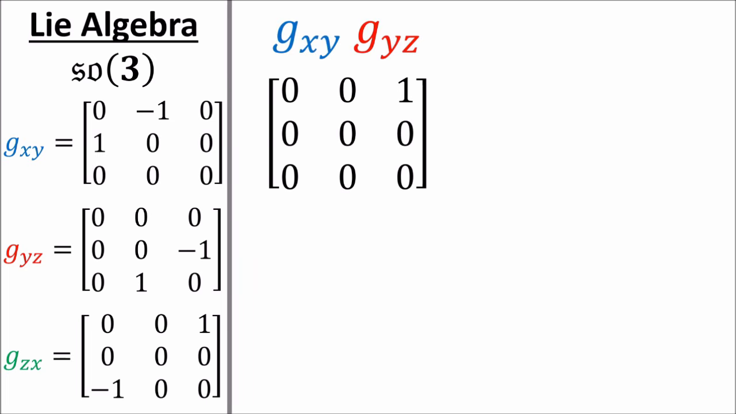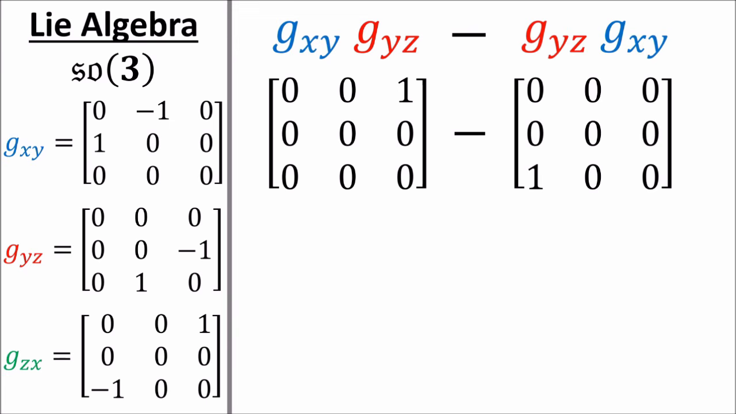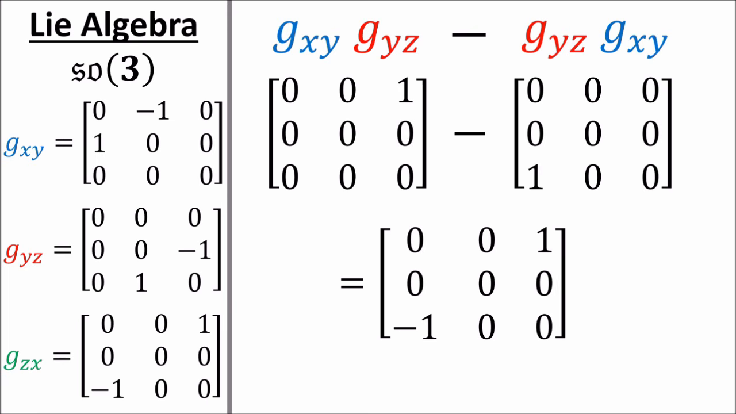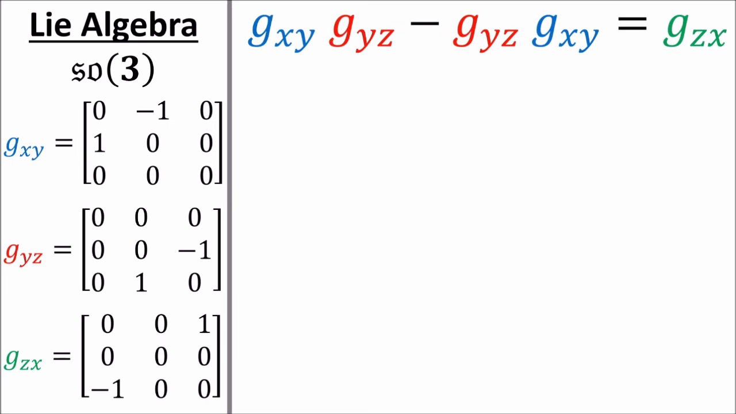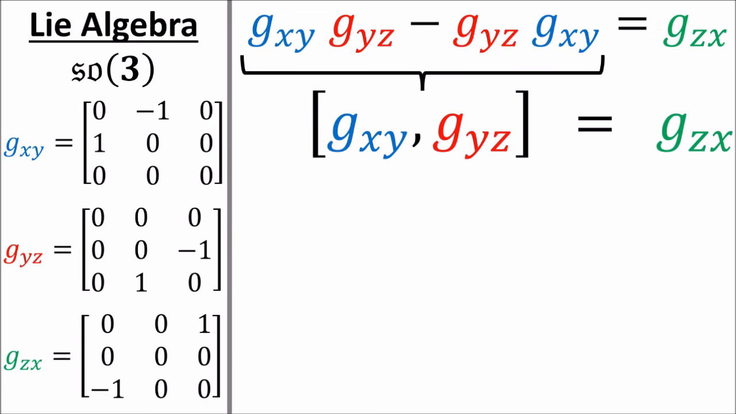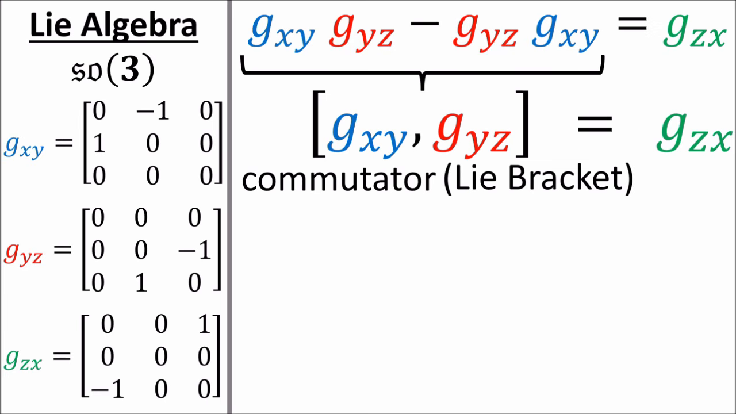I'll multiply the generators XY and YZ, and then subtract their product in the opposite order, YZ times XY. If we work through the matrix multiplications and subtract, we get this matrix, which is the ZX generator matrix. So it turns out that when we multiply two generators in either order and subtract the result, we get another generator. This operation on matrices is called the matrix commutator. And in the context of Lie algebras, it is often called the Lie bracket.